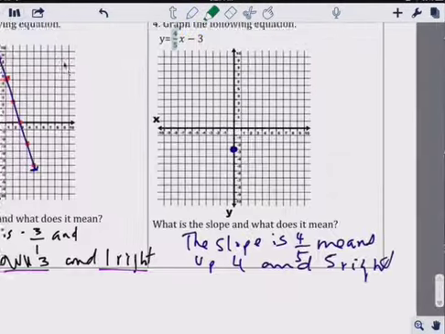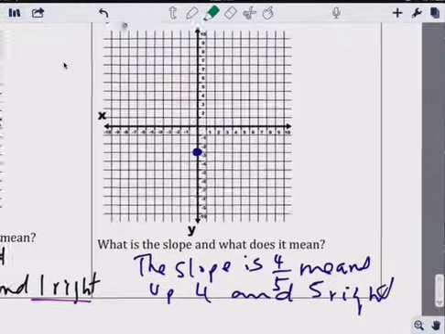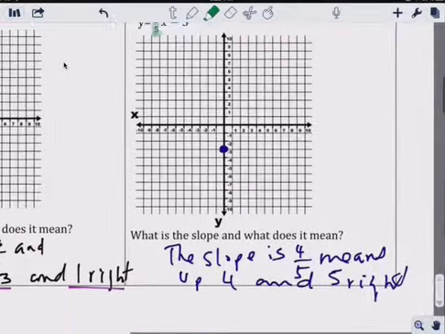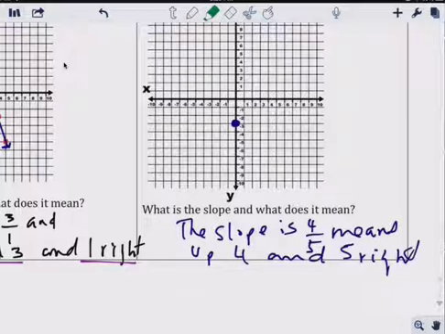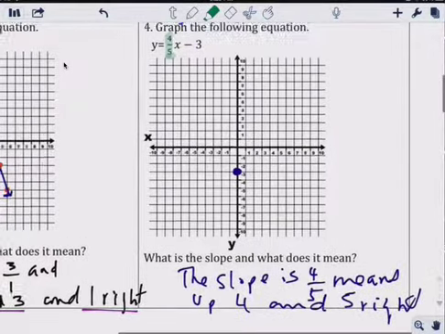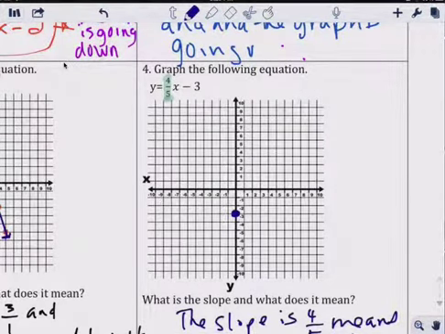The question asks, what is the slope? The slope is 4 over 5. The one I highlighted means up 4 because it's positive, and 5 to the right. You always turn right.